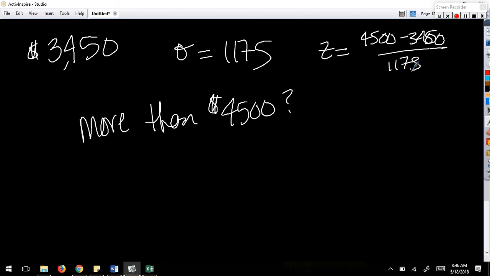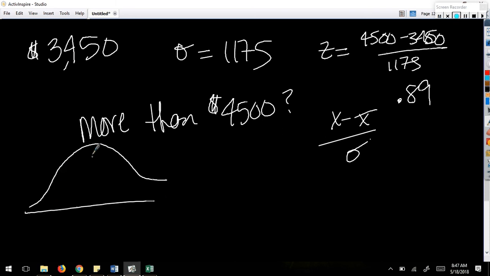Yes. It's x minus the mean divided by the standard deviation. 0.89. It doesn't round. So I want y'all to understand what this is. That means I am 0.89, so almost one standard deviation away. Okay, so I'm gonna shade here. If this is my X bar, this is +1, then I'm almost there and I wanna know about greater than.